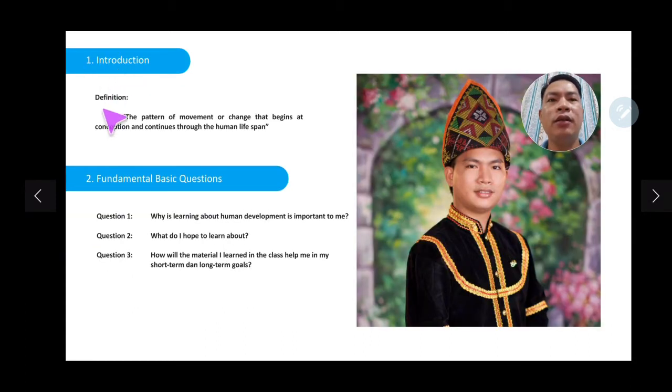Introduction. Definitions. The pattern of movement or change that begins at conception and continues through the human lifespan. Number 2, fundamental basic questions. Question 1. Why is learning about human development important to me? Question 2. What do I hope to learn about? Question 3. How will the material I learn in the class help me in my short-term and long-term goals?